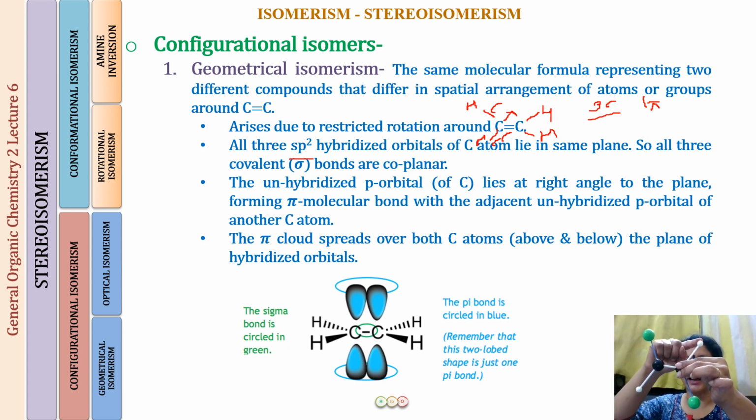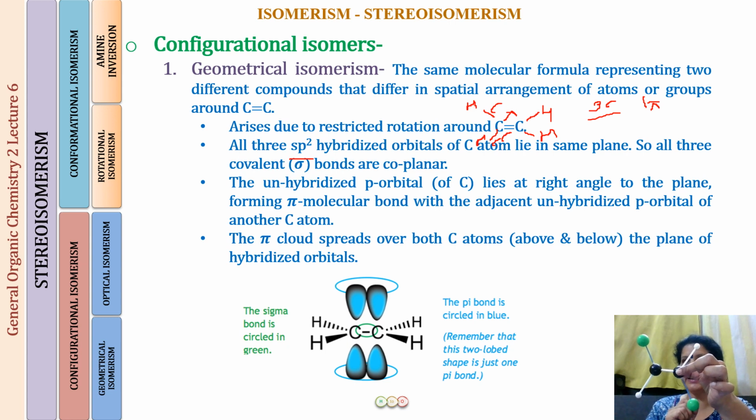I have one hydrogen above and one chlorine above, and one chlorine below and one hydrogen below. So this structure is different from this, is it? But what is the name of this compound? This is 1,2-dichloroethene and this is also 1,2-dichloroethene. But what I have is a difference in the spatial arrangement of atoms.